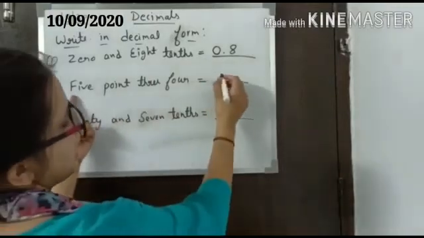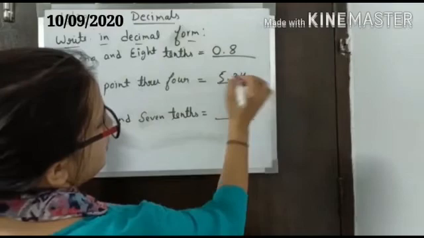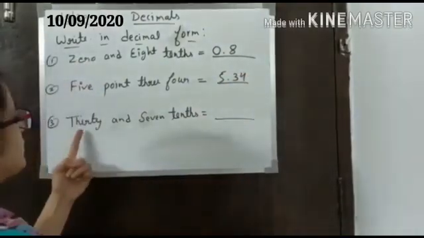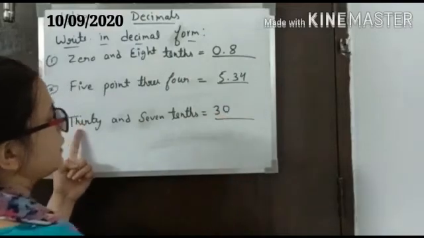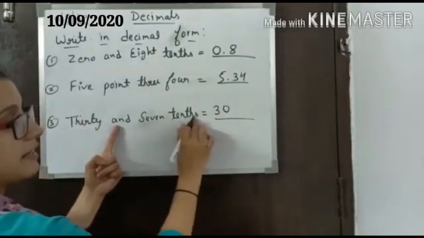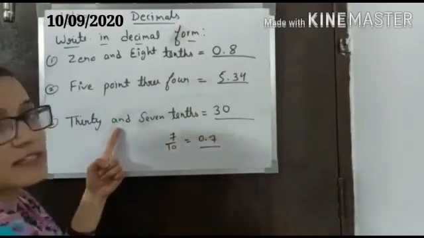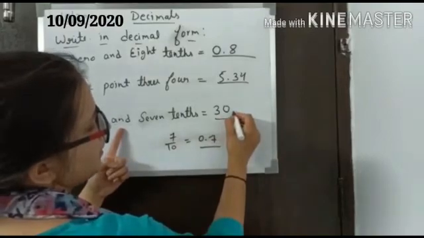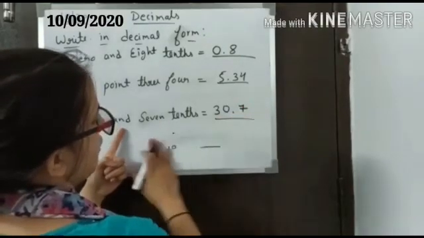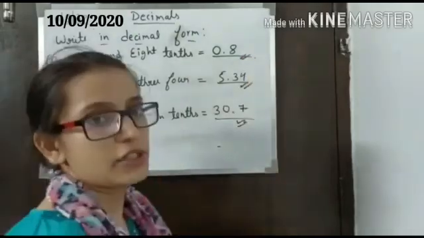5.34. Third question, 30 and 7 tenths. 7 tenths means 7 by 10, or you can say 0.7. That means 30.7. So this one is the answer of the following question.